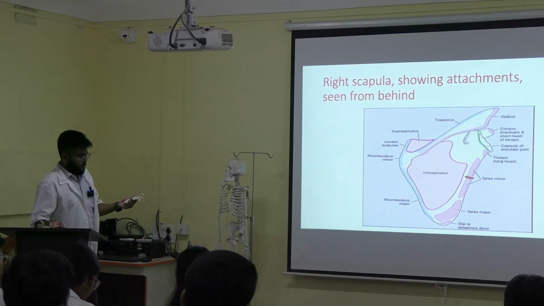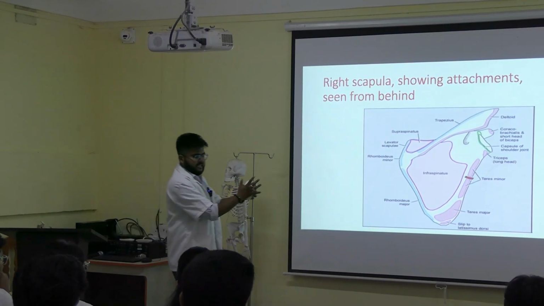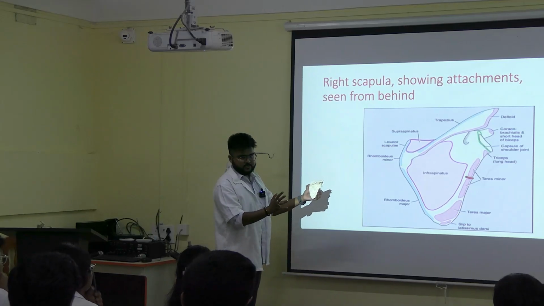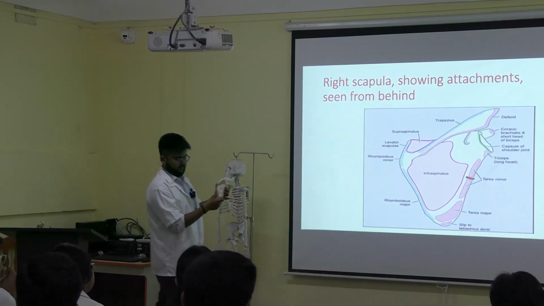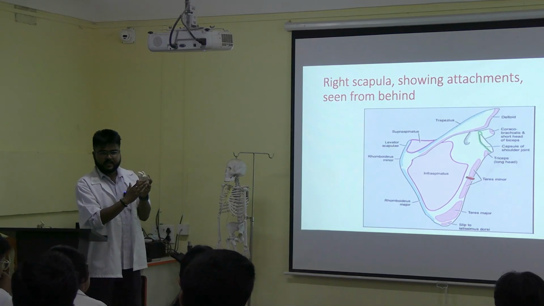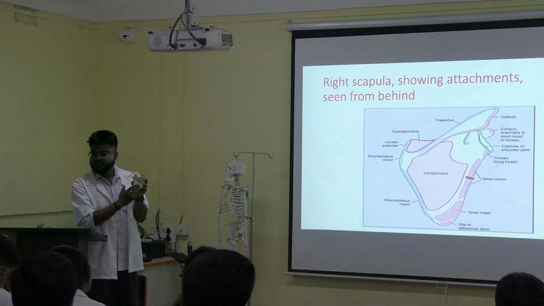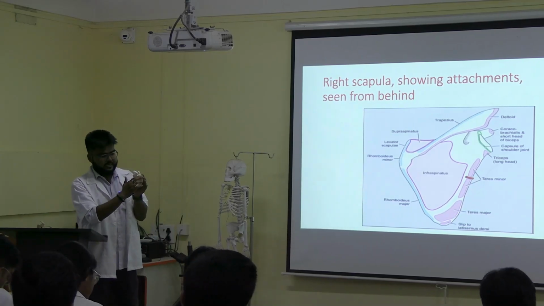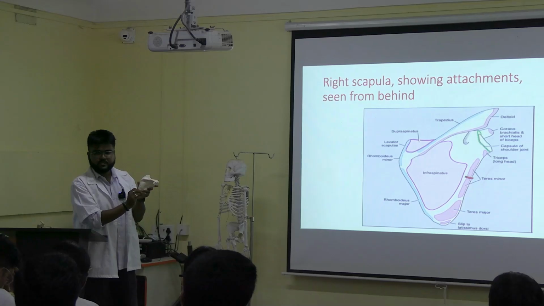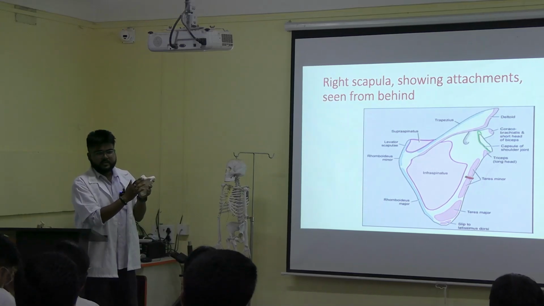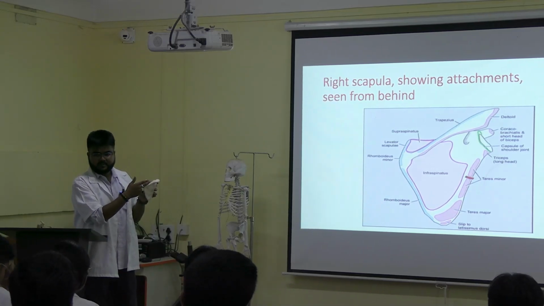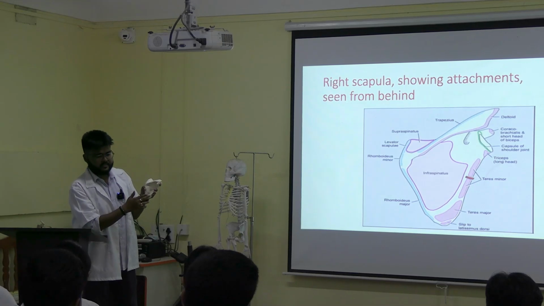Now focus on the posterior surface. Here lots of muscles are attached. Just focus. First, on the anterior surface 2 muscles are attached. One is your subscapularis muscle, another is serratus anterior muscle. In the posterior surface 2 muscles: one is your supraspinatus muscle, another is your infraspinatus muscle.